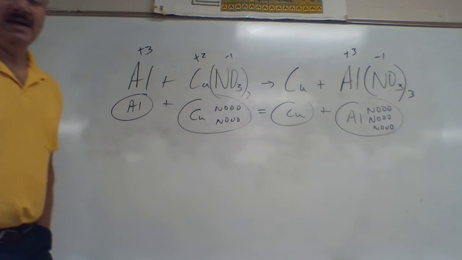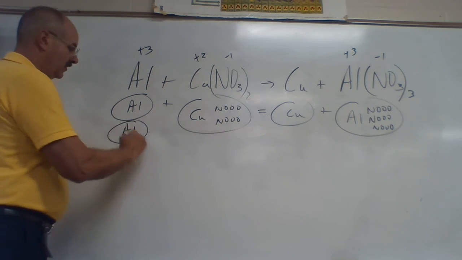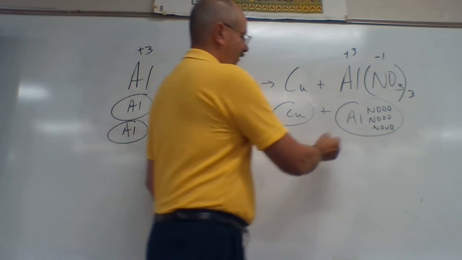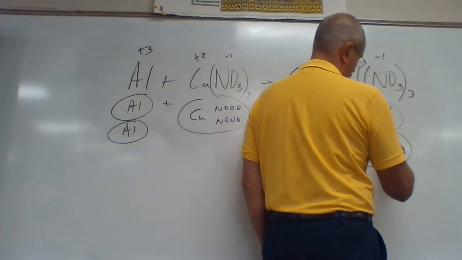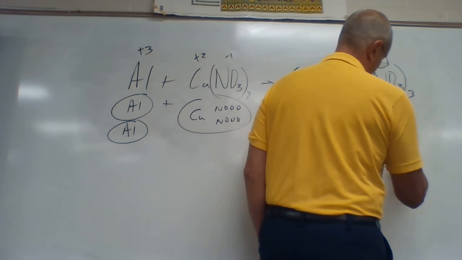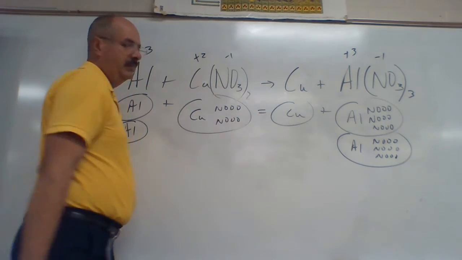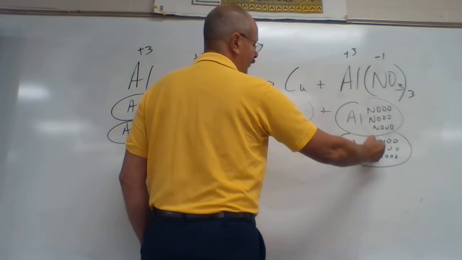Ooh, that's an even and an odd. So remember, when we have an even and odd, go all the way back to the first guy, double him, and start all over. All right, so we have 1, 2 Al's. Oh, so I'll have to put another one of this guy. All right, now my Al's are even. Cu's, I have 1 Cu, 1 Cu. That's even. All right, now my N's. 1, 2, and I have 1, 2, 3, 4, 5, 6.